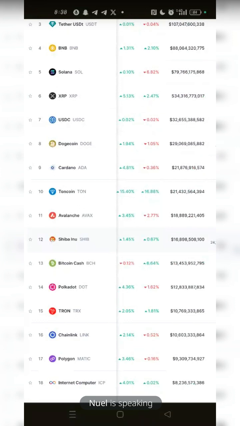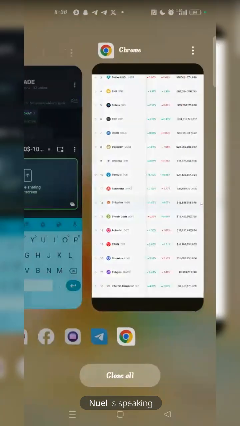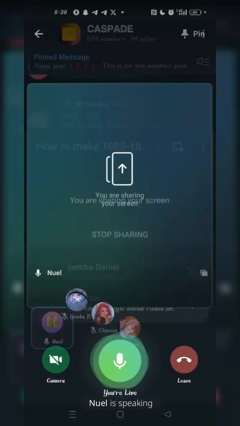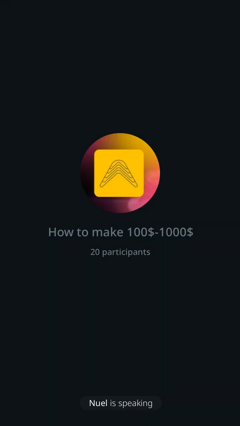Make sure the team is verified and everything. Talking about that, another thing you have to consider is utility. Utility is another thing you have to pay attention to.